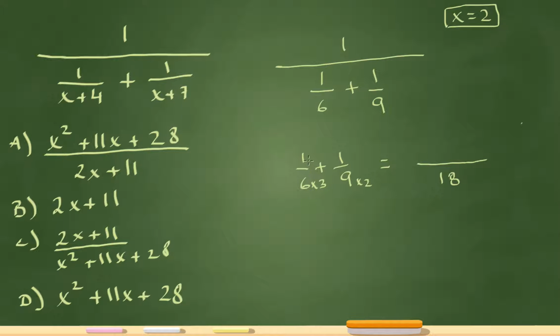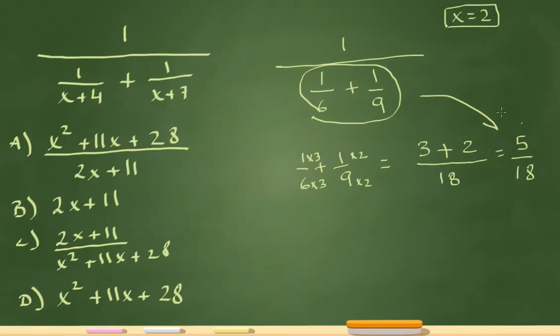So what I do to the denominator, I have to do the same to the top. So I have 1 times 3, which is 3, plus 1 times 2, which is 2, and that gives me my final answer of 5 over 18. Now keep in mind, what I just solved for was just the denominator, so that gave me 5 over 18. So now I have 1 divided by 5 over 18.